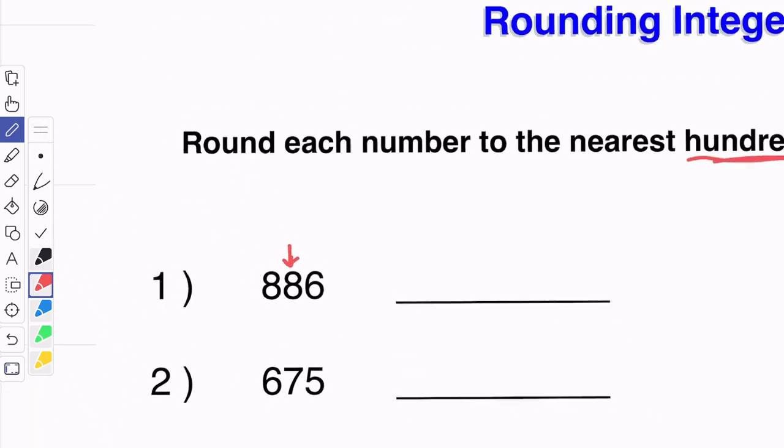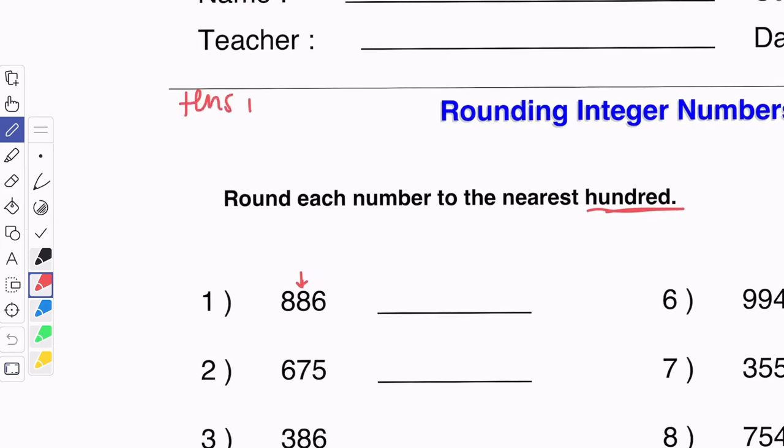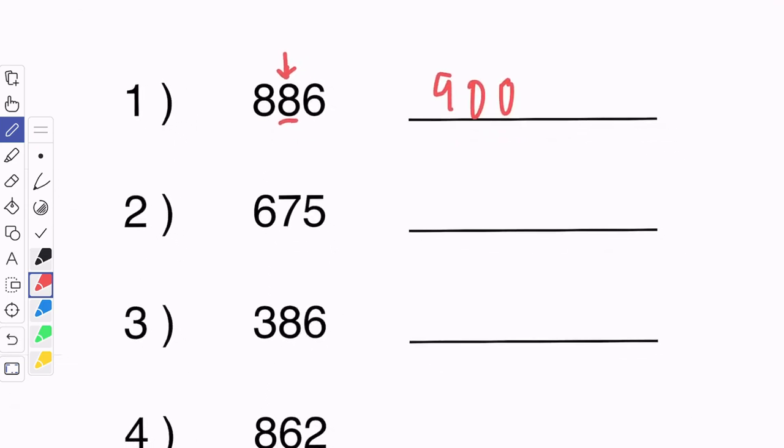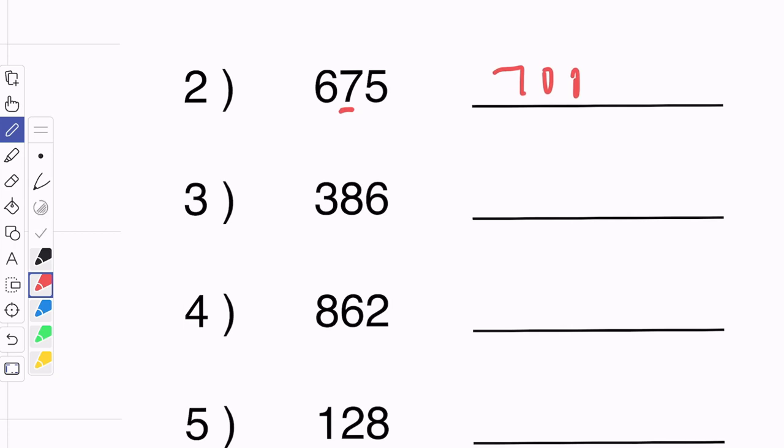So if our tens place is less than 5, round down. If our tens place is greater than or equal to 5, we're going to round up. So this one is greater than 5, so we're going to round up, and the nearest 100 is going to be 900. For this one, 7 is greater than 5, so we're going to round up. Our nearest 100 is 700. 386, 8, greater than 5, we're going to round up to 400.